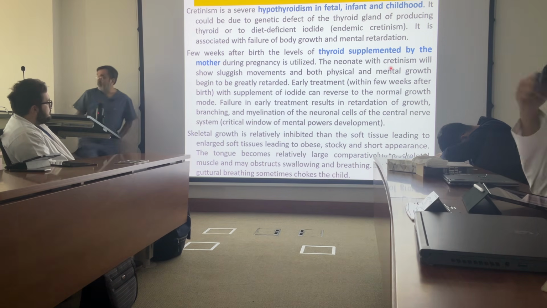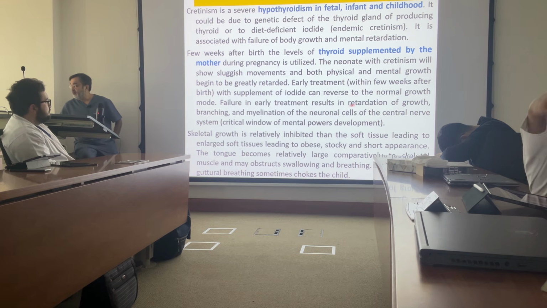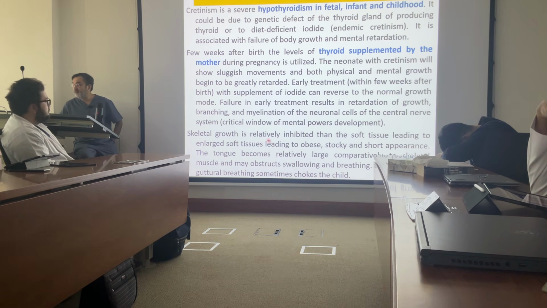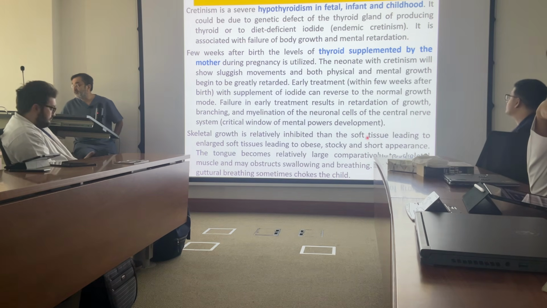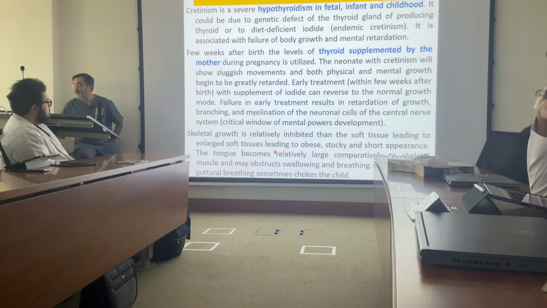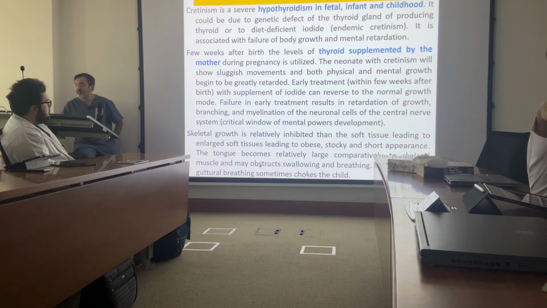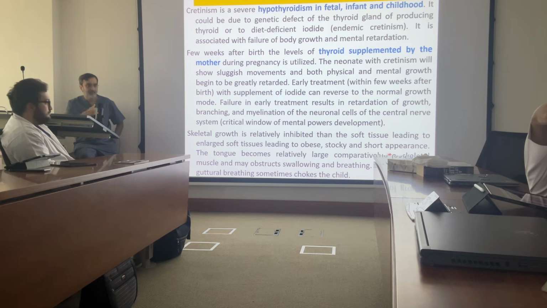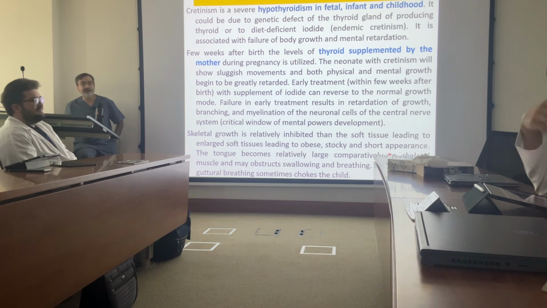So what you are basically seeing in cretinism is mental retardation, relatively inhibited skeletal growth, and enlargement of soft tissue, leading to obesity and a stocky, short appearance. The tongue becomes relatively large compared to the skeletal tissue. So these children are short, have a large tongue, have obesity and mental retardation. This is how a child with cretinism would appear.